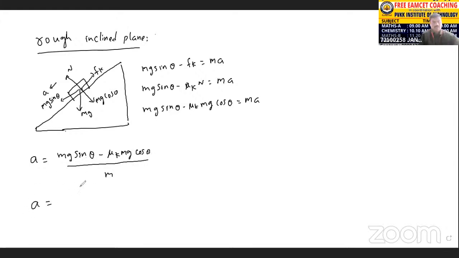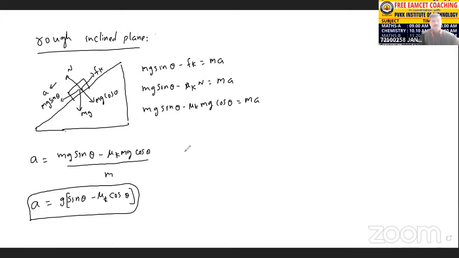A is equal to numerator over denominator, m cancels. A is equal to g sin theta minus mu k g cos theta. m cancels, g common: a is equal to g into sin theta minus mu k cos theta. This is the acceleration formula.